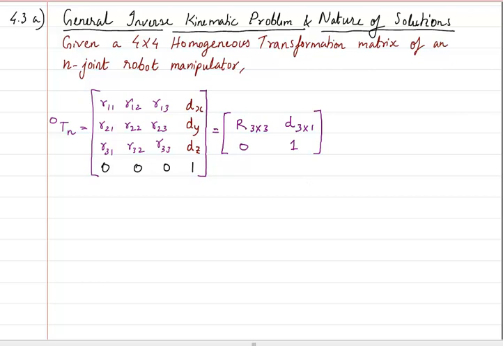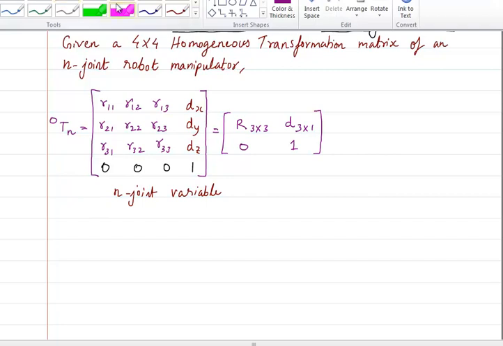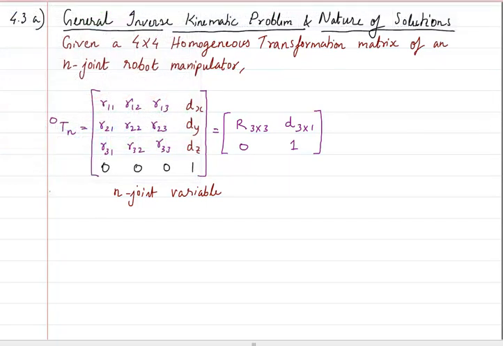So from this, with n joint variables, given this we need to find the n joint variables, which I will now name q1, q2, all the way up to qn.